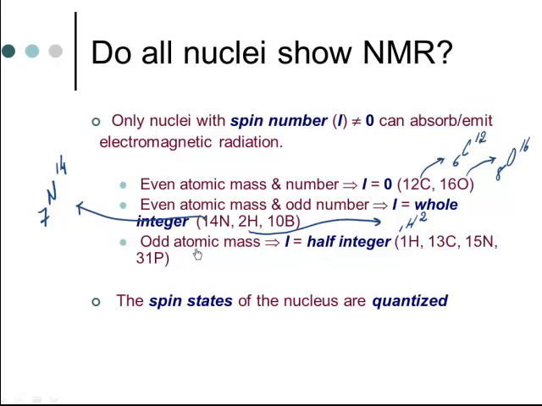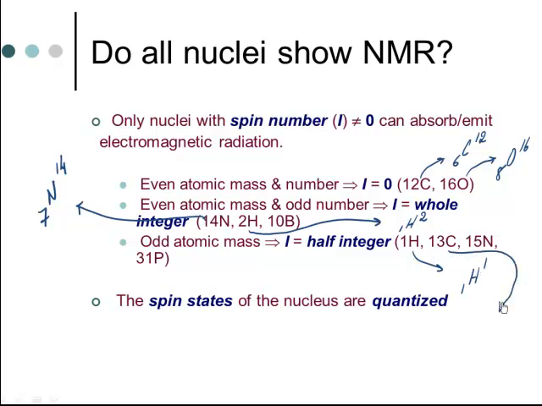Now what do I mean by odd atomic mass numbers? If they have odd atomic mass numbers, it is quite likely that either they will have an odd number of protons or an odd number of neutrons. For example, protium, which is H-1, has 1 proton and 0 neutrons. As a consequence, it has an odd number of protons, and we consider 0 as an even number of neutrons.